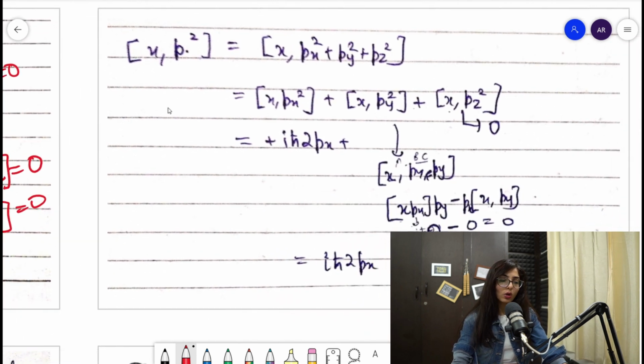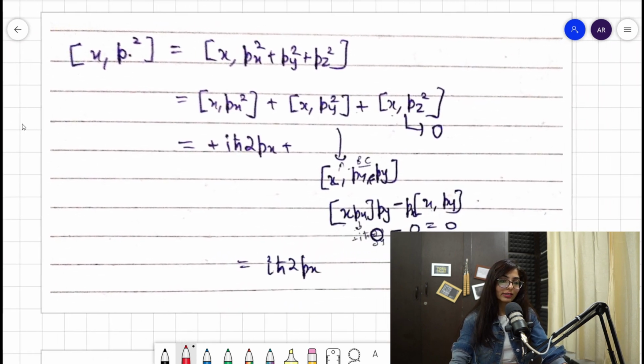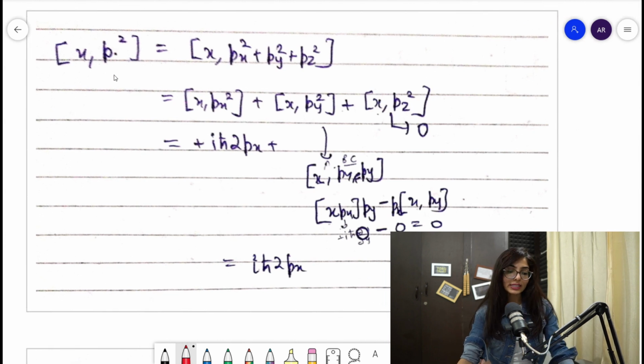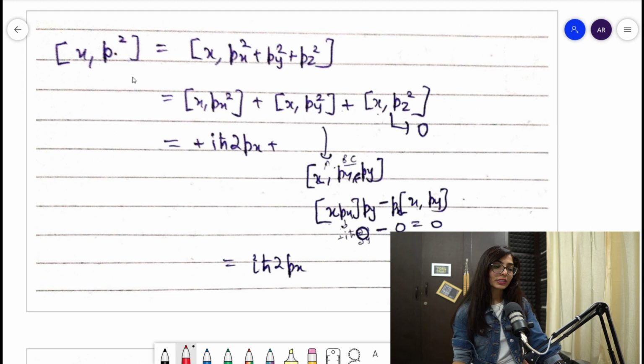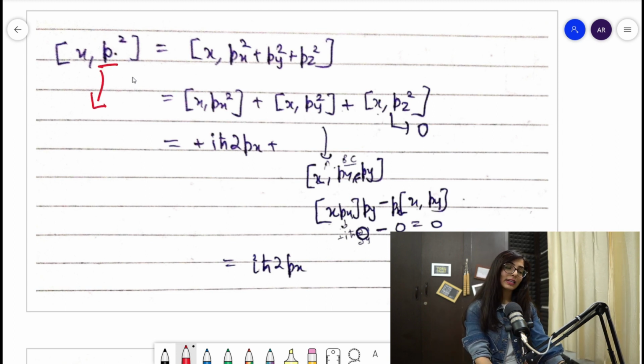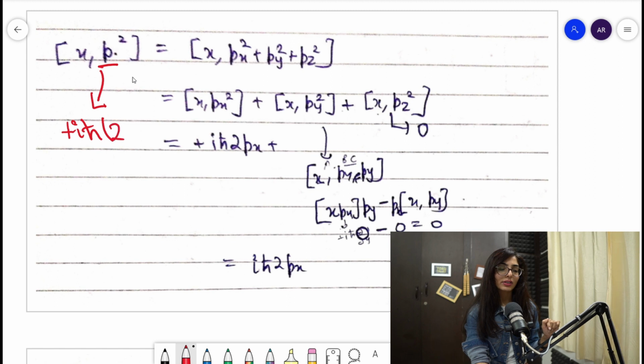So guys, I need to tell you one more thing. Suppose x comma p square comes in the exam. I know that a lot of you will make this mistake and write the answer like this. You will write, okay, p is at the later stage, so I will write plus i h cut, and now p is having power, so I will write 2p. Don't do that, guys, don't do that.